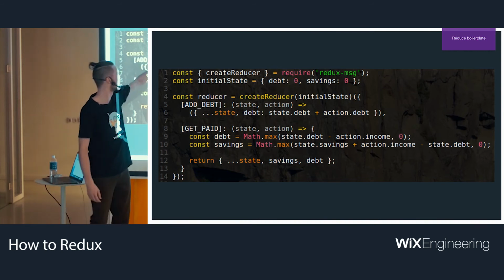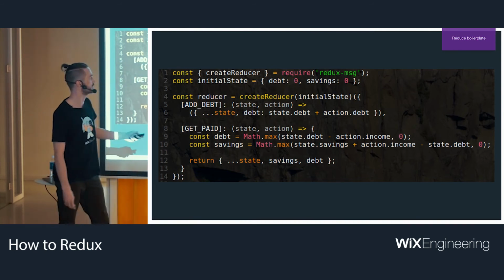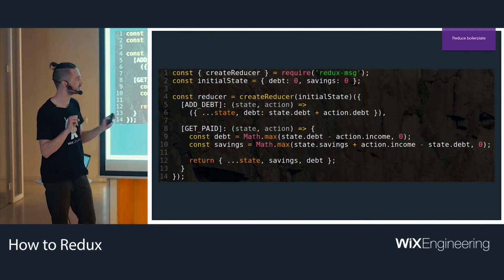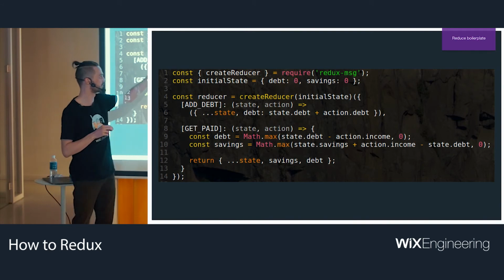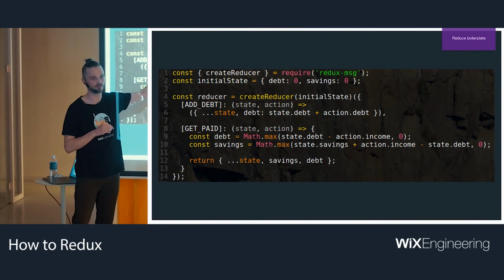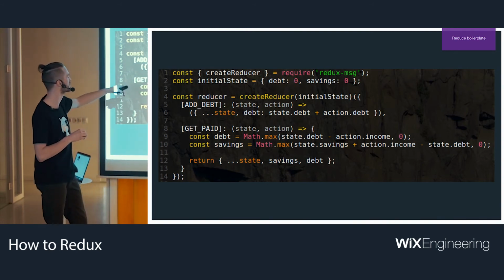So first I import create reducer from my library. I don't really want to call it a library because it's so tiny. Or you can import it from somewhere else. If you are interested in the source, you can go ahead and look. It's on GitHub. It's open source. So you import this abstraction.